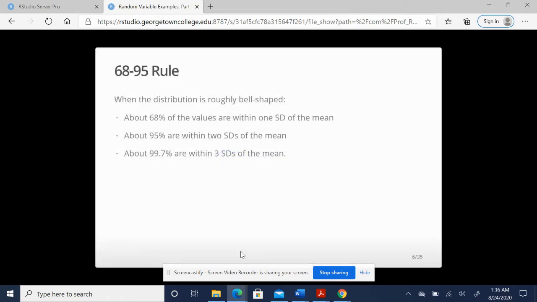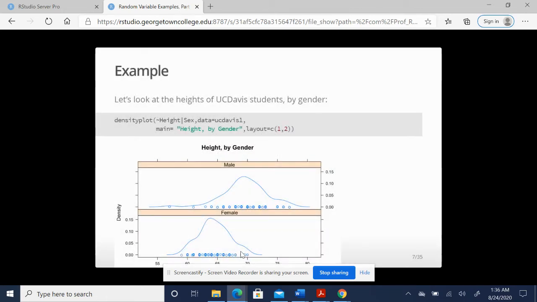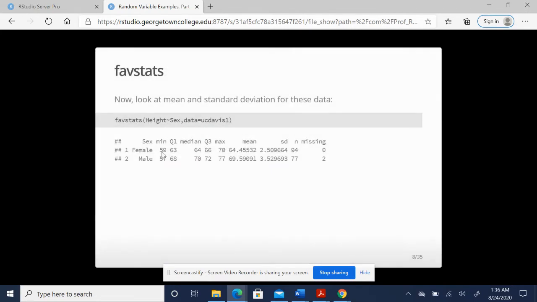Okay, so let's look at this. If you were to create an RStudio density plot of heights of UC Davis students by gender, we have here the response and explanatory variables, data equals UC Davis 1. We have a title, and we have the layout of the plots. We also can look at the mean and the standard deviation. Again, that should come from favstats. For both variables here, we can see that.